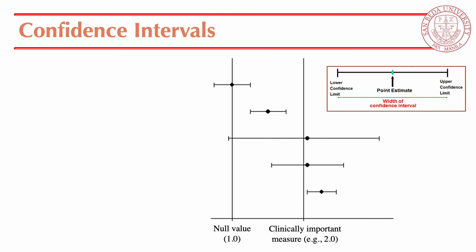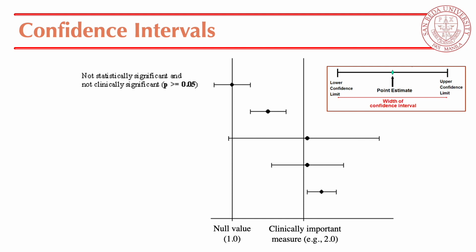Now, let's look at the measure at the very top. We see that the point estimate is smack right in the middle of the null value of 1.0. Thus, this measure of association is not statistically significant because it overlaps the null value. And it is not clinically significant as well because the confidence interval is not reaching the 2.0 mark, which we previously designated as a clinically important measure.